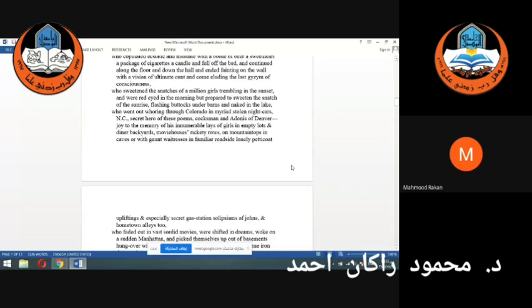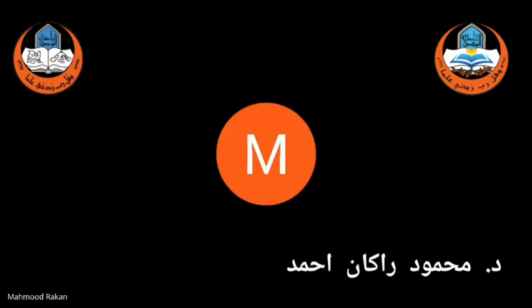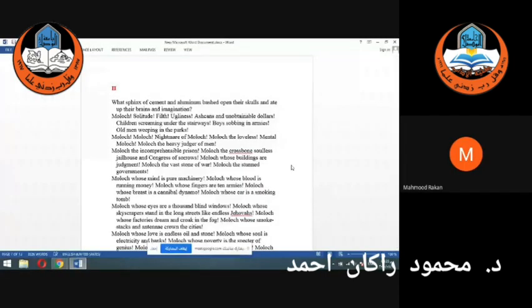What sphinx of cement and aluminum bashed open their skulls and ate up their brains and imagination? Moloch, solitude, filth, ugliness, ashcans, and unobtainable dollars. Children screaming under the stairways. Boys sobbing in armies. Old men weeping in the parks. Moloch, Moloch, nightmare of Moloch. Moloch the loveless, mental Moloch. Moloch the heavy judger of men. Moloch the incomprehensible prison. Moloch the crossbone soulless jailhouse and Congress of sorrows.